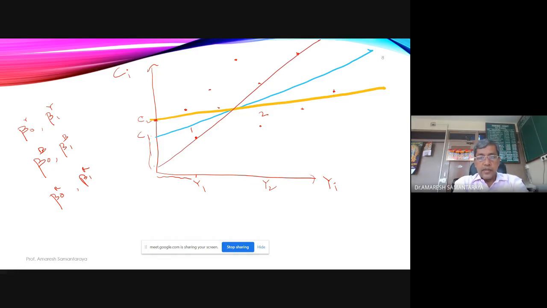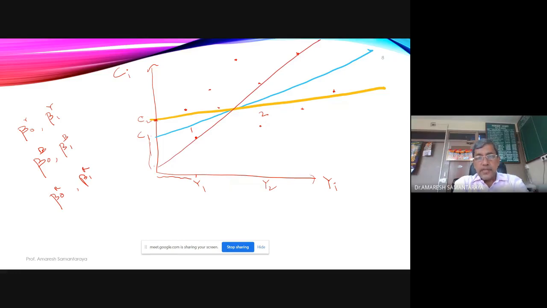So you can have different lines, of course, to explain the relation between Ci and Yi, which is given in the scatter plot. But how well we do that depends on which line we are using to explain this, right?